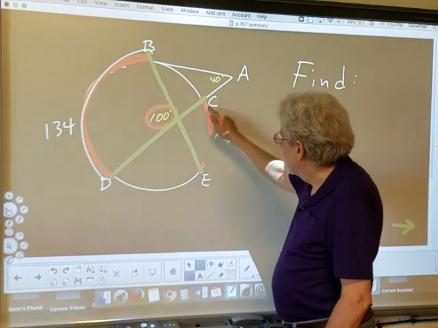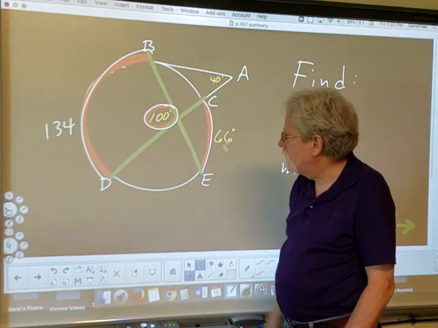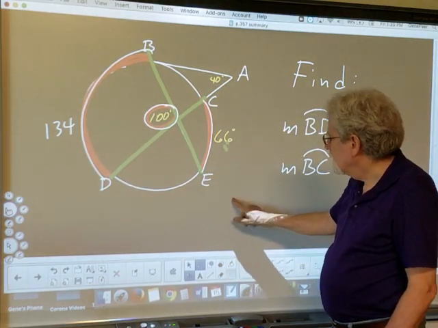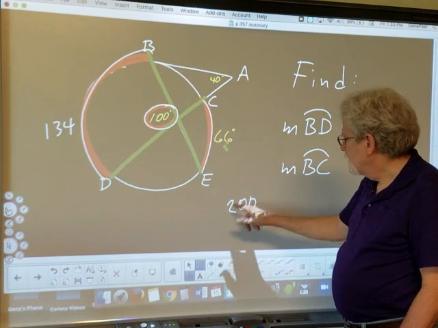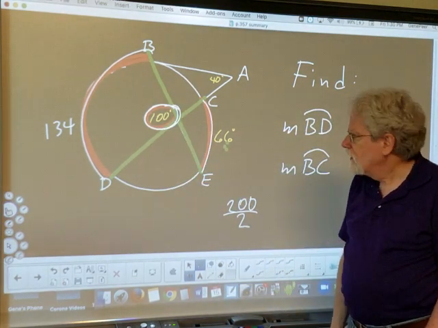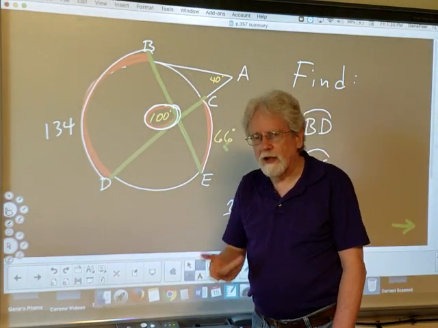This arc plus this arc. Take half till you get the 100. 134 plus 66 being 200. Divide by 2. Yes, indeed. We got the 100. So think it through backwards. I call this thinking it through backwards.